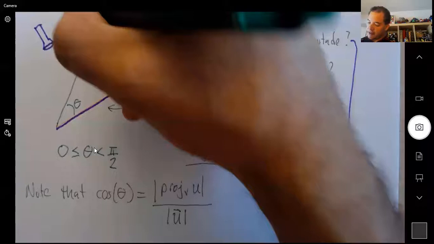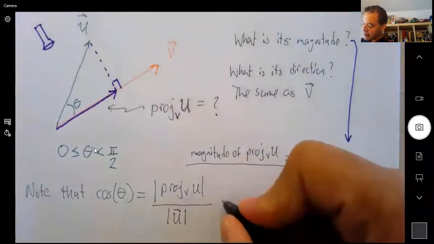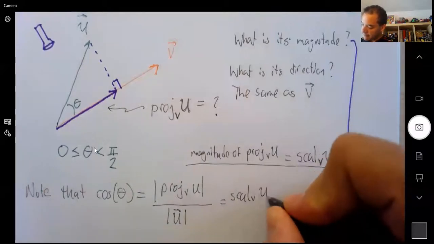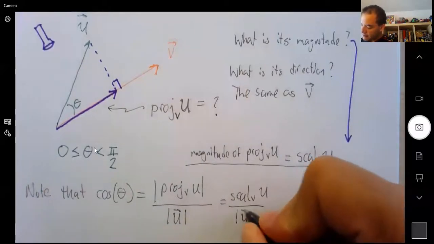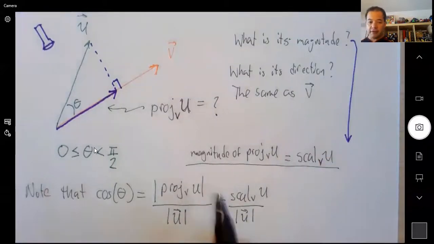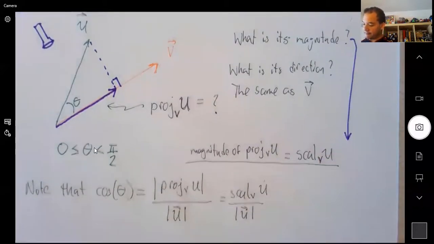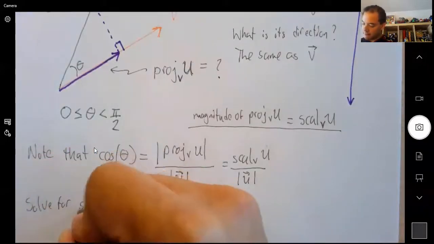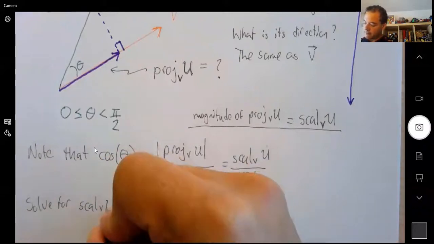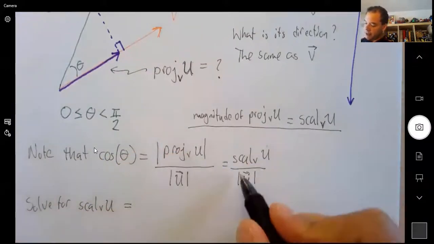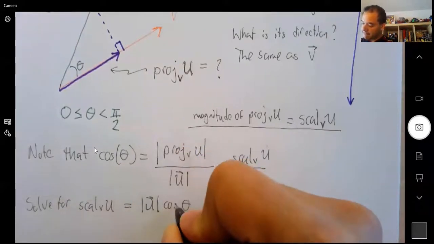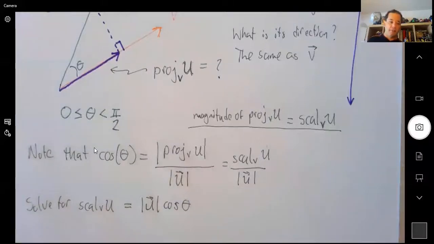Yes? So then this is the scalar, and this is the magnitude of u. So then I can solve for the scalar, right? I can solve for this. And it will be magnitude of u times cosine theta. All right. Very good. So I think we're ready to put it together.